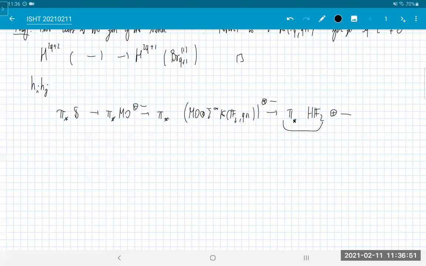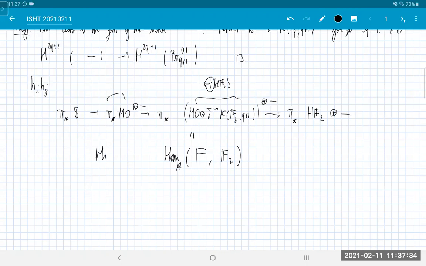And here you have to play a little bit with the cobar construction, but the point is, this class here, what do you want to say? Yeah, the point is that this is right. Remember, this was Hom from some free module into F2, because this is just a sum of HF2s over A. And this is also Hom from some other free module F prime into F2. And we know what the free module here is. It's just A, because that's just an HF2.